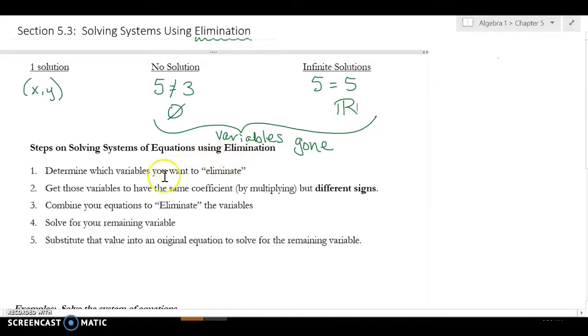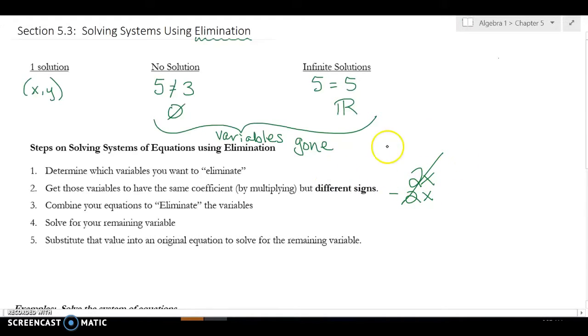Okay, so here are the steps. The first thing you do is decide which variable you want to eliminate. What's nice about these problems is you can really choose either variable. Some are easier than others, and you'd like to make it easier, but the process that we learn will work for all of them. Once you do that, you get those variables to have the same coefficient, but they have to have different signs. So what should happen is I should have something like a 2x and a negative 2x, and then I'll be able to cross them off. Once you cross them off, you're able to solve, and then you plug back in.